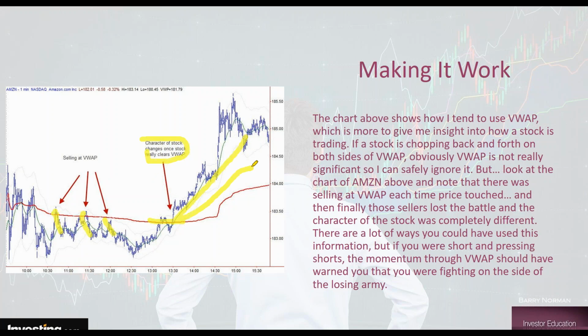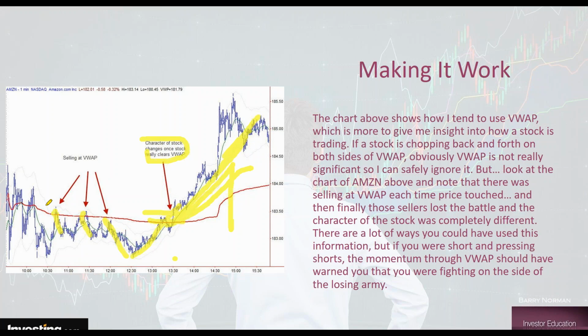There are lots of ways you could use this information, but if you were short and pressing shorts, the momentum through VWAP should have warned you that you were fighting on the side of the losing army, because as price broke above the VWAP, you should be looking to exit. So if you had sold at these selling opportunities and you were still sitting in a sell position and it came back up to the VWAP and broke above, it's telling you, get out of that stock.